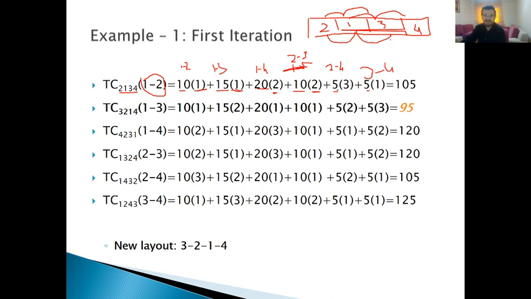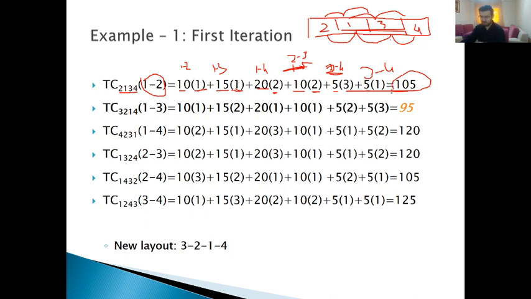Did I make a mistake? 1 2, 1 3, 1 4, 2 3, 2 4. Okay, this is 2 4. 2 is 3 units, and 3 4 is 1 unit, okay? But the total cost of this layout is 105.